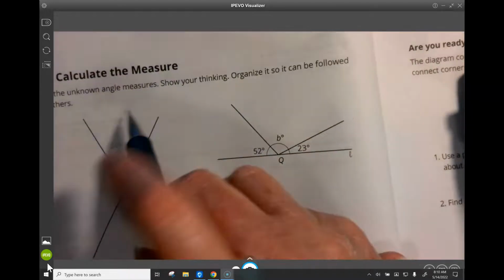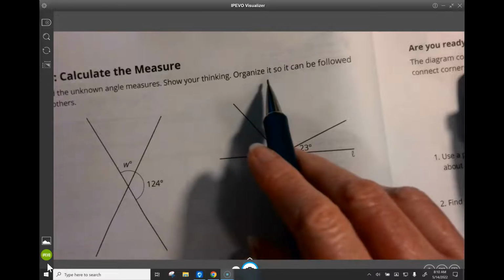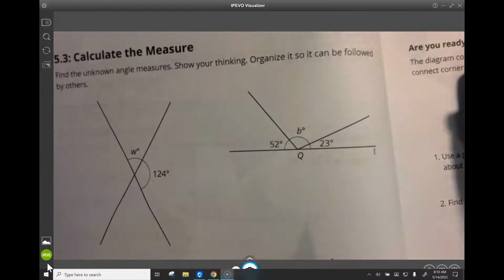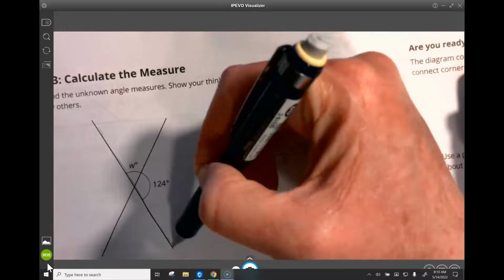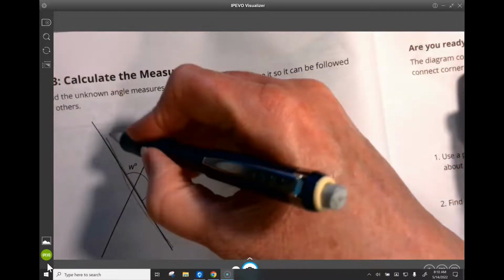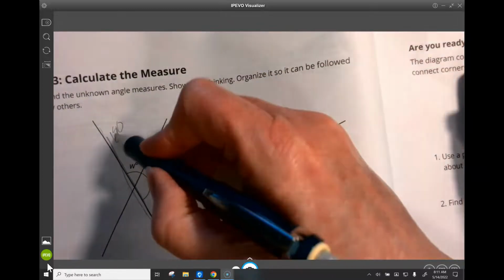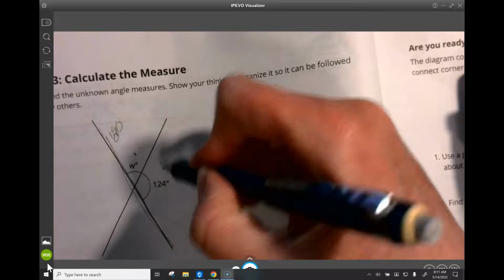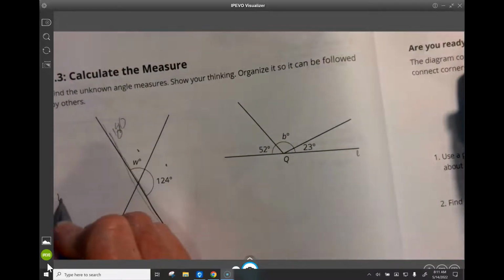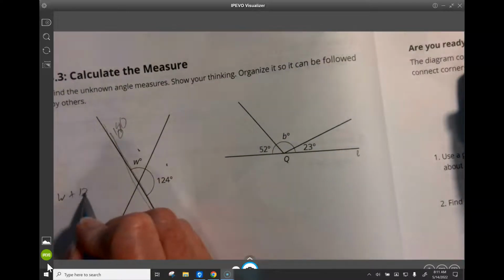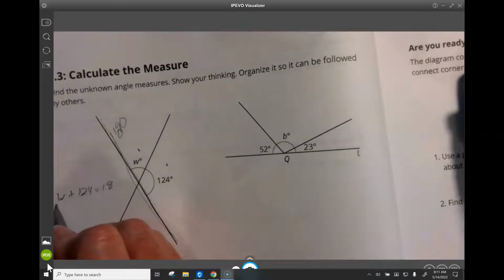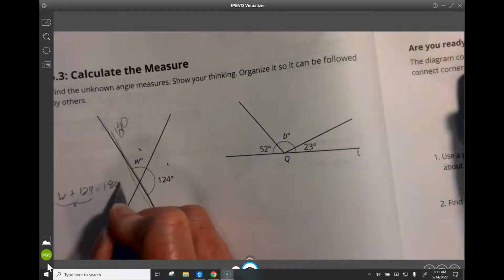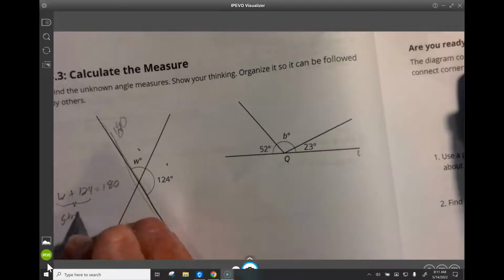Calculate the measure. Find the unknown angle measure. Show your thinking. Organize it so it can be followed by others. So here we go. Here's our thinking. This is 180 degrees. So that means this one plus this one equals 180. So we can say w plus 124 equals 180. The reason is because this, 180 not 18, is a straight angle.